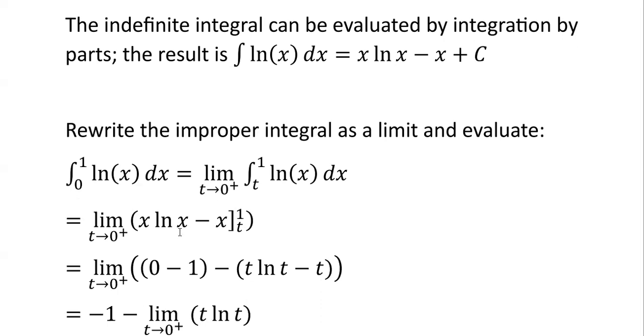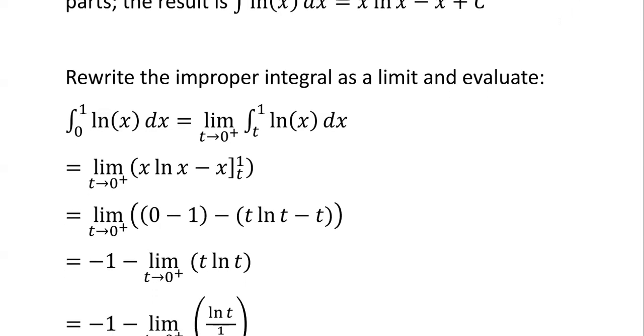We plug in the upper bound first. ln 1 is 0, so we get 0 minus 1, and then plug in t. The 1 is just a constant, and when we take the limit of a constant, it's just that constant. And then we need to take the limit as t approaches 0 from the right of t ln t.